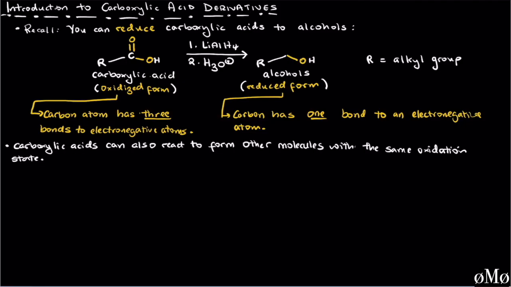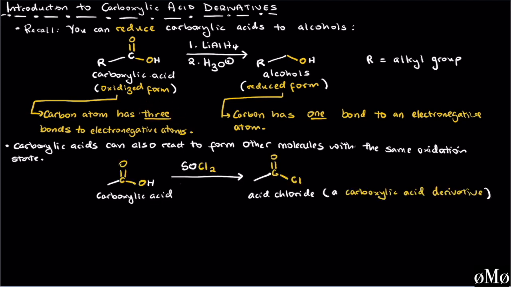So while we learned this, carboxylic acids can also react to form other molecules which have the same oxidation state. In other words, 3 bonds to electronegative atoms. One example is if you take your carboxylic acid and then treat it with SOCl2, which is thionyl chloride, it's going to convert this carboxylic acid to what we call an acid chloride. You've actually seen what an acid chloride is, and this is a very standard way of preparing acid chlorides.